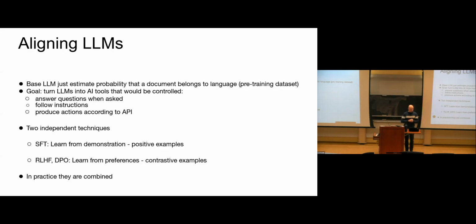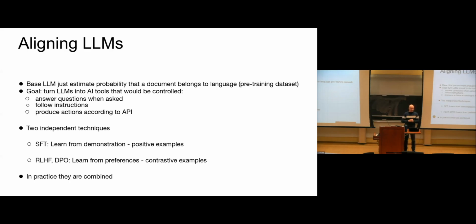Our goal throughout alignment is to turn LLMs into AI that is actually helpful. It can answer the question when we ask. It can be controlled. It can follow instructions. It could potentially even produce actions in order to call specific APIs and turn itself into an agent. There are two independent techniques that are directed at resolving that problem. The first technique is supervised fine-tuning, which is basically learning from examples.